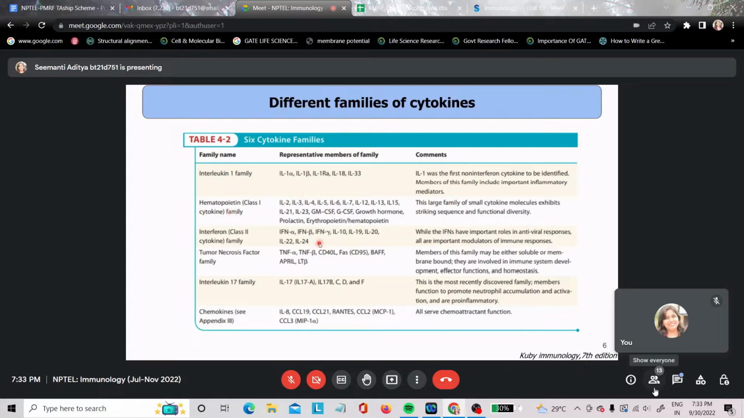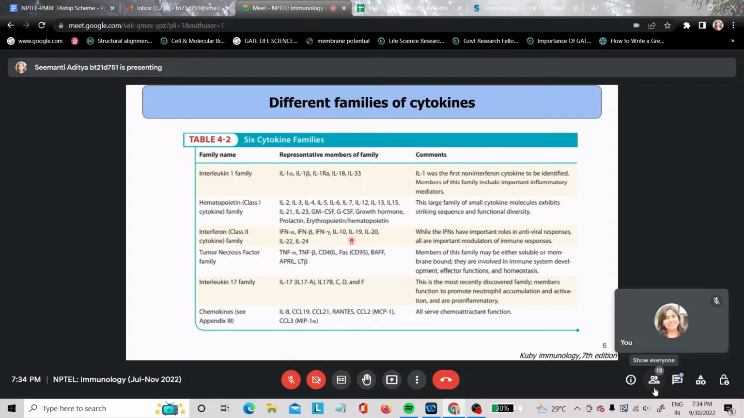Hematopoietins are the class 1 family of small cytokine molecules, and they exhibit sequence and functional diversity. The family also has different kinds of molecules like growth hormone, prolactin, and erythropoietin. They have different functions. Growth hormone helps in increasing growth. Prolactin helps in milk production. Erythropoietin also helps in erythropoiesis, or red blood cell development.